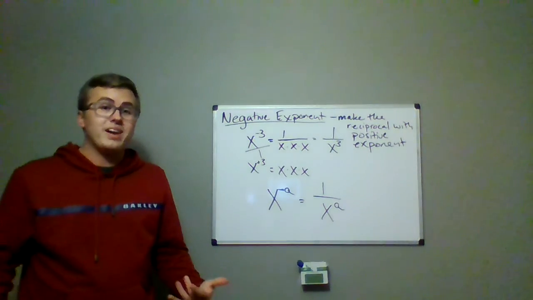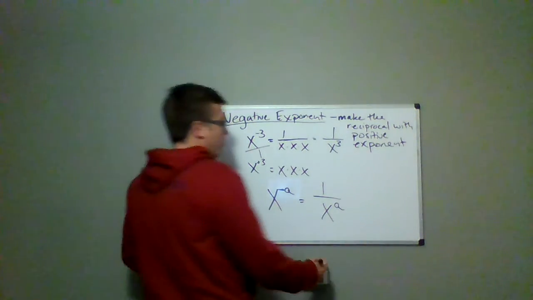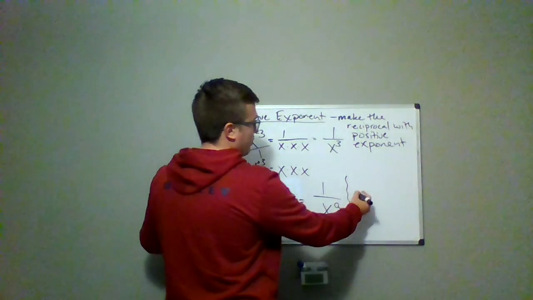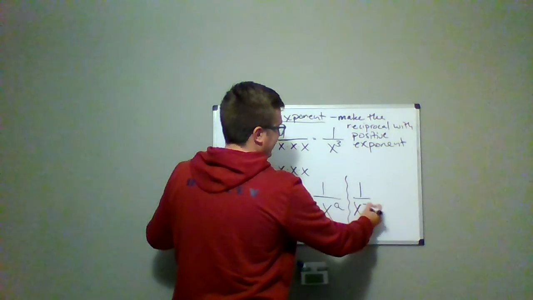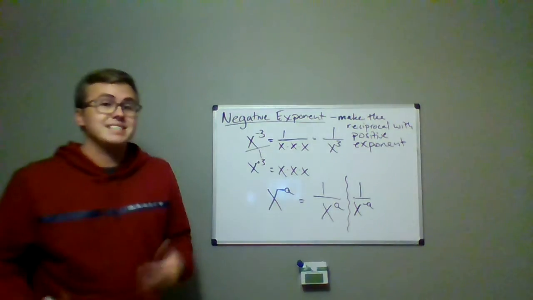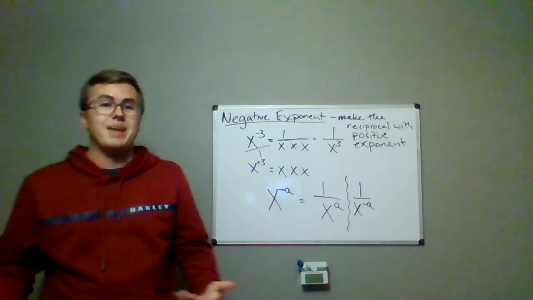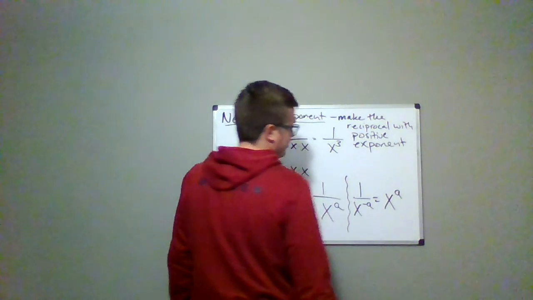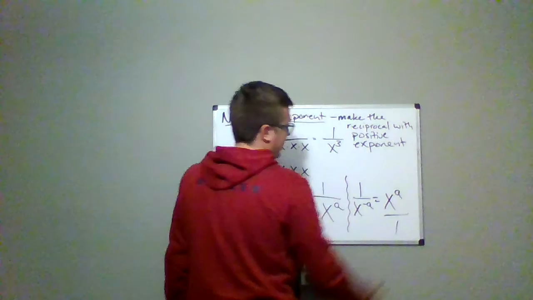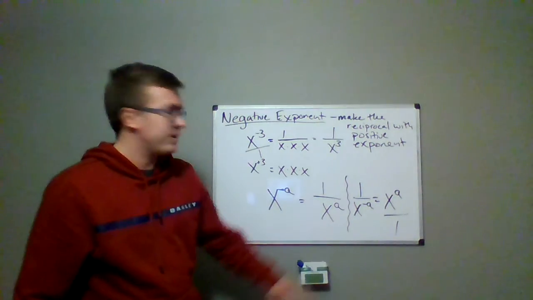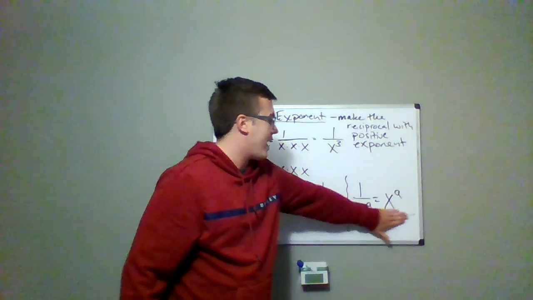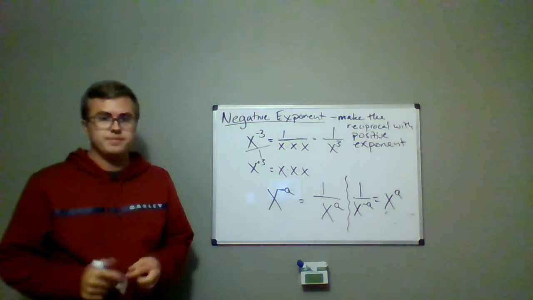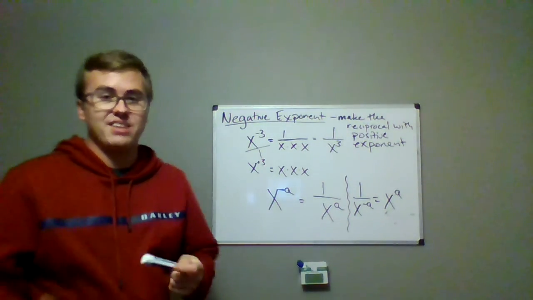The other way of writing it is, if I start out with 1 over x to the negative a, same thing. I'm going to flip it. I'm going to make the reciprocal. So this becomes x to the positive a, or x to the positive a over 1. But typically we just write it as x to the positive a because you don't need it over 1 anymore. So that's the negative exponent rule.